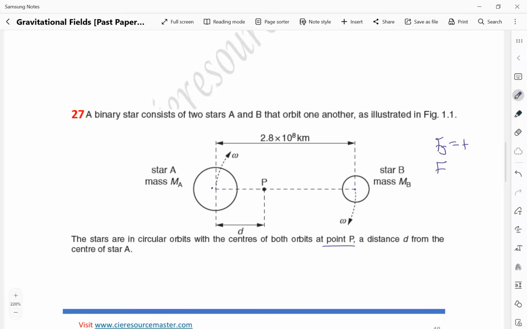So, of course, the gravitational force is given by Newton's law of gravitation, which will be capital G, mass A, mass B, over their separation, which is 2.8 times 10 to the power of 8 kilometers, which becomes 10 to the power of 11 meters, squared. And this is going to be the same for both of the stars, but just in opposite directions.